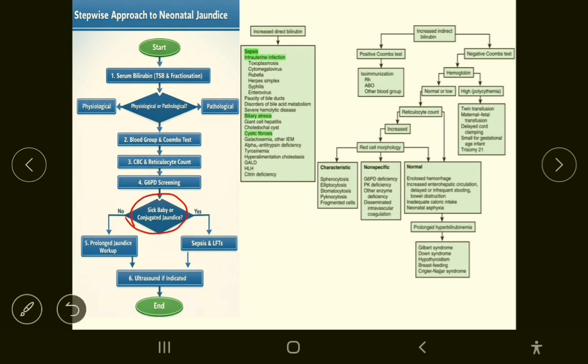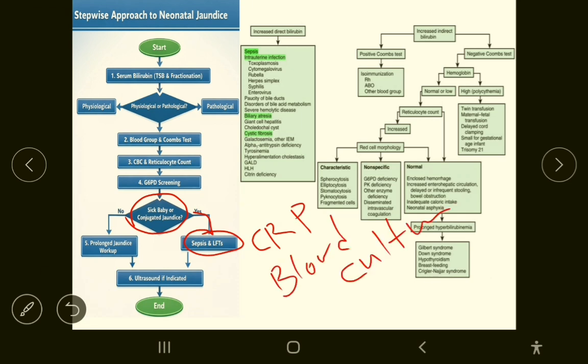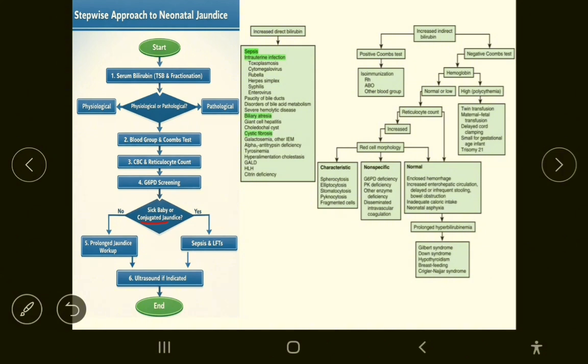Decision point: at this point, we reassess the baby. If the baby is sick or if the direct bilirubin is elevated, we shift our evaluation toward infection or liver-related causes. Sepsis screening, including CRP and blood culture. Liver function tests such as AST, ALT. Conjugated jaundice is always pathological and requires urgent evaluation.